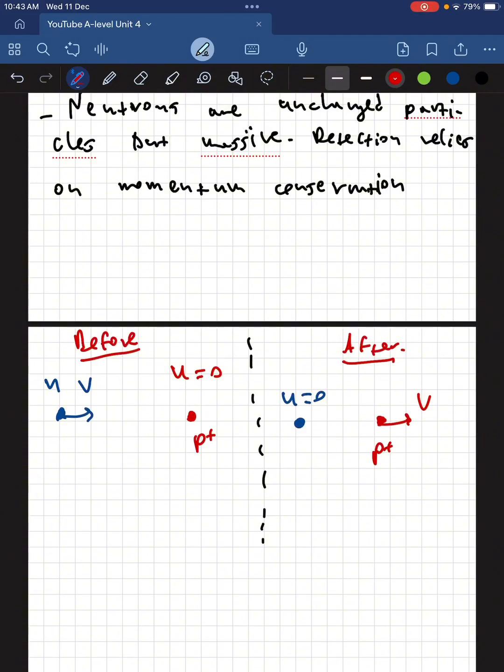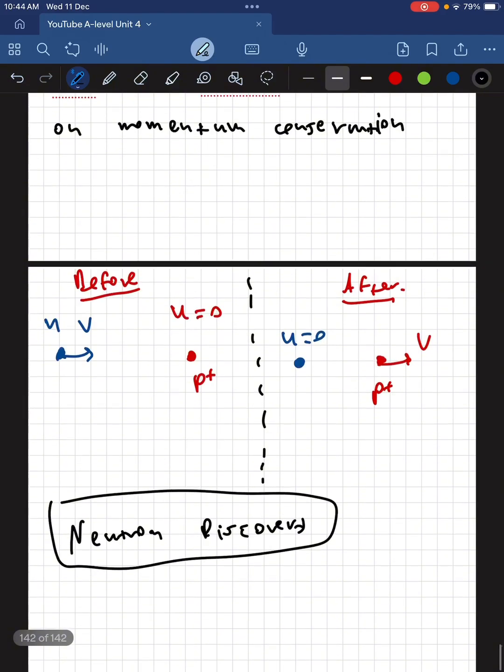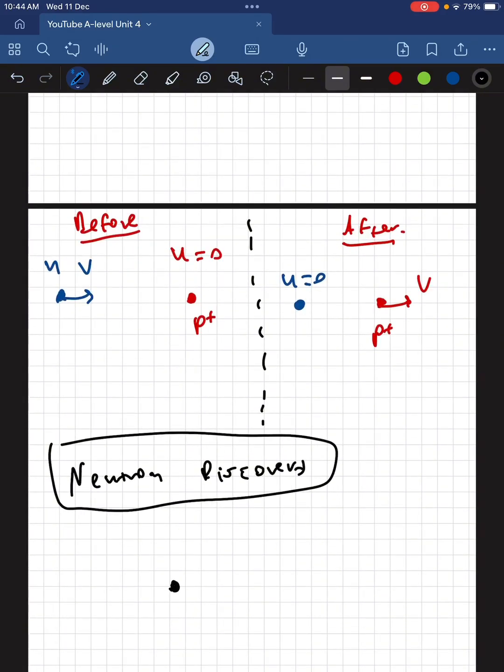So neutrons were discovered pretty much just like that. So we have neutron discovery. Great. So now we have an atom that has positively charged protons in the middle and neutrons, okay? So mystery was solved, okay?